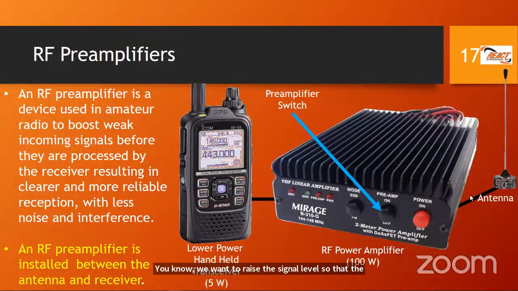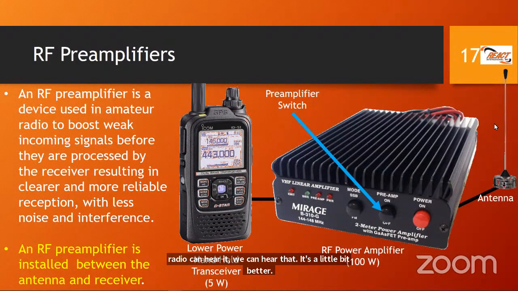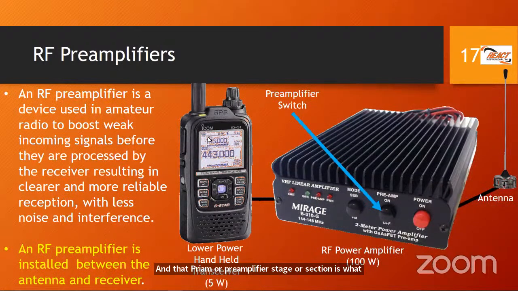And that preamp or preamplifier stage or section is what will pull that signal in, amplify it in the other direction into the radio. So whereas the amplifier will send the signal out and amplify it and make it larger to go out to be transmitted, the preamp is really to receive the signal and strengthen the signal coming in. Right? So for your exam, an RF preamplifier is installed between the antenna and receiver. That's all you need to know for the exam, but we've just indicated how it functions, and that's where it's installed between the antenna, this antenna here, and our receiver.